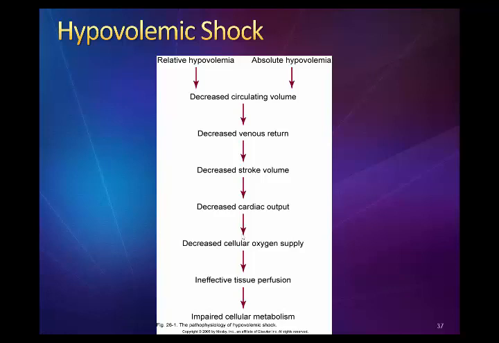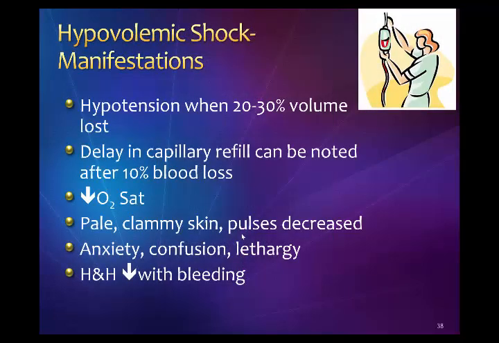Whereas in cardiogenic shock, it was pump failure. Here, it's volume failure. So our problem is a volume failure scenario. So typically, you have to lose about 20 to 30% of your volume in order to go into hypovolemic shock. And initially you may see some capillary refill that's noted at 10%. So a delay in that.